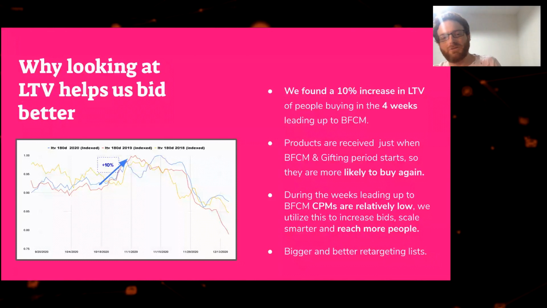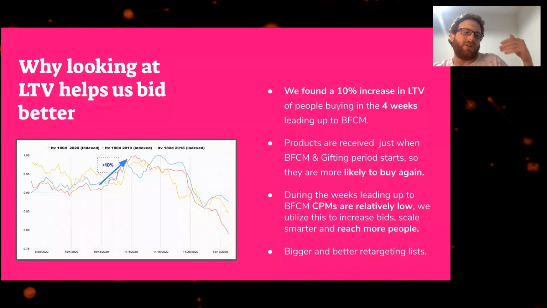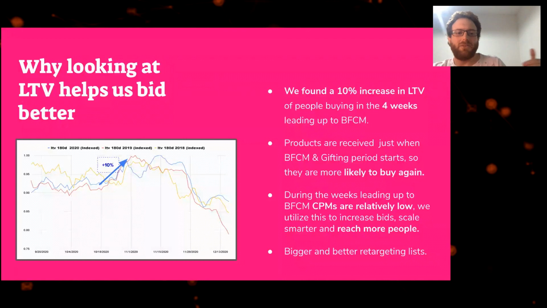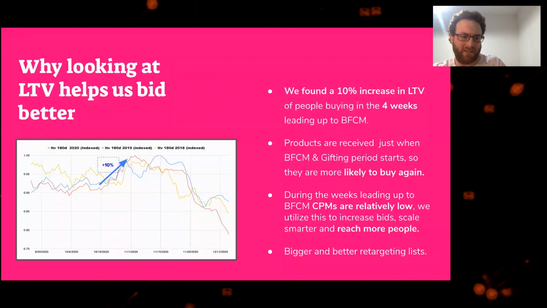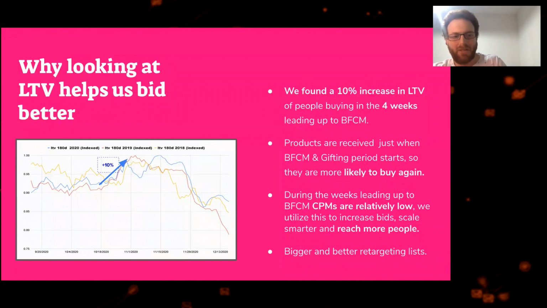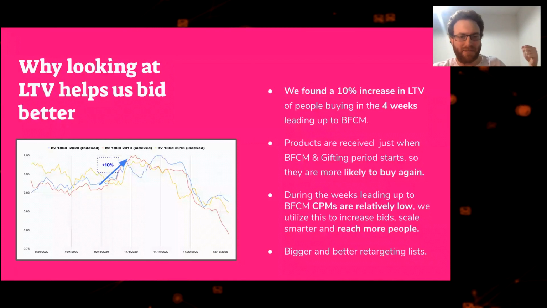And it has two advantages. The first advantage is that I'm acquiring users with high LTV. And also, this spend serves to increase my retargeting list. So I'm increasing my scale when CPMs are low, and basically I'm acquiring cheap retargeting lists before the Black Friday, Cyber Monday, high CPM madness begins.